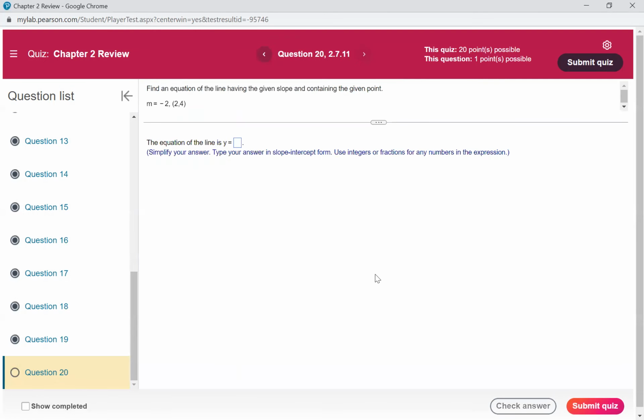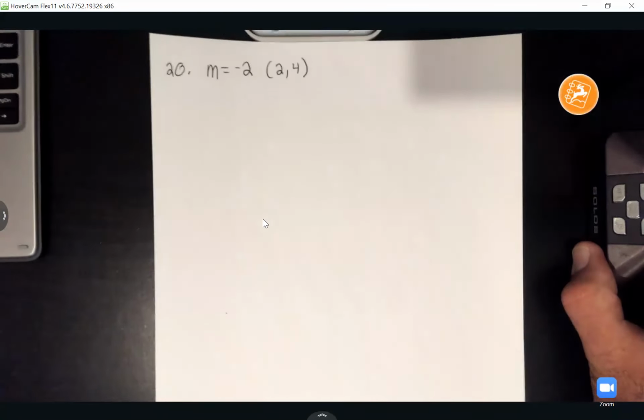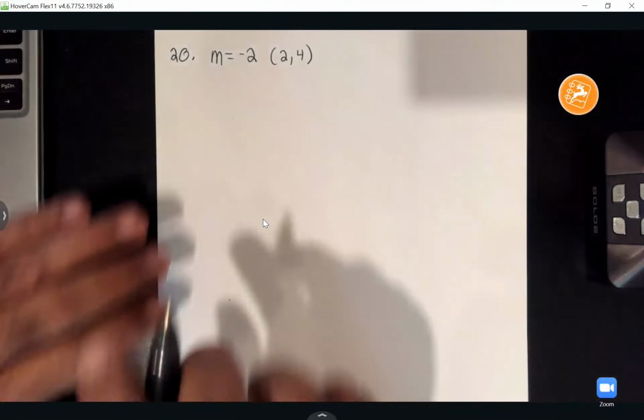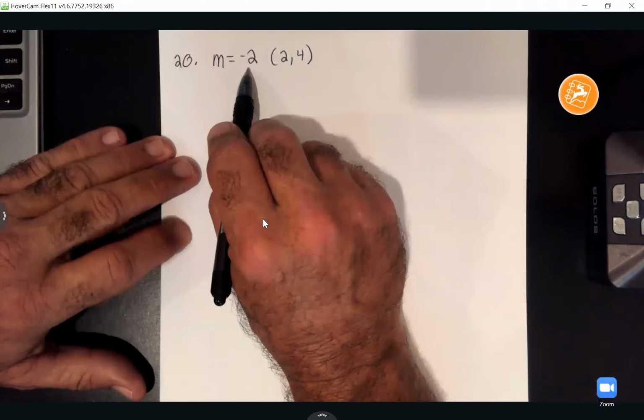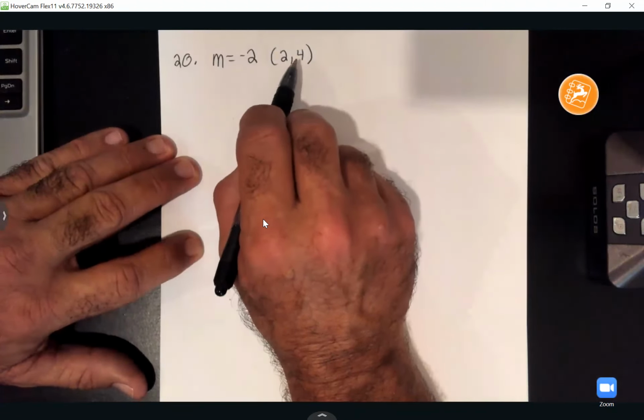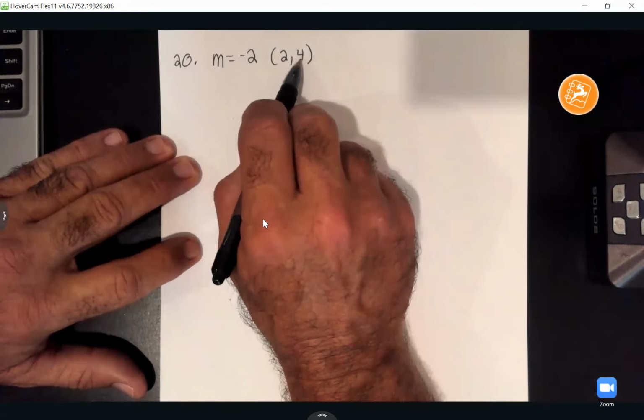So let me write this stuff down. So, y'all, this is number 20 here. So they're giving us the m equals negative 2, and they're giving me a point (2, 4). And they want me to find that equation of the line. And I'm going to actually go work this one out. Now, here's the thing on this one. They're giving me a slope and some point. This point is not the y-intercept.